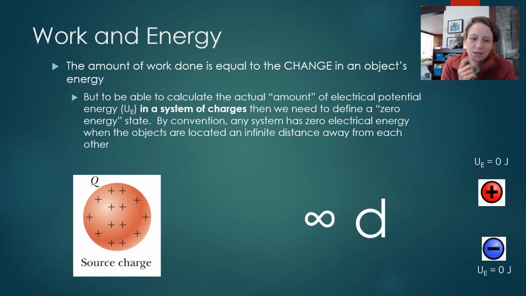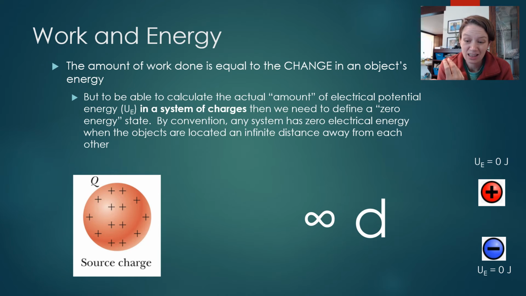So a couple notes. Number one, U sub E can only be defined in the context of a system of charges. An individual charge cannot contain electrical potential energy because energy only happens when work occurs, and moving an individual charge around all by itself, because you're not pushing or pulling against any forces, doesn't really do anything. So U sub E is always stored in a system of charges, and we need to find a way to define what is 0 energy for a system of charges.